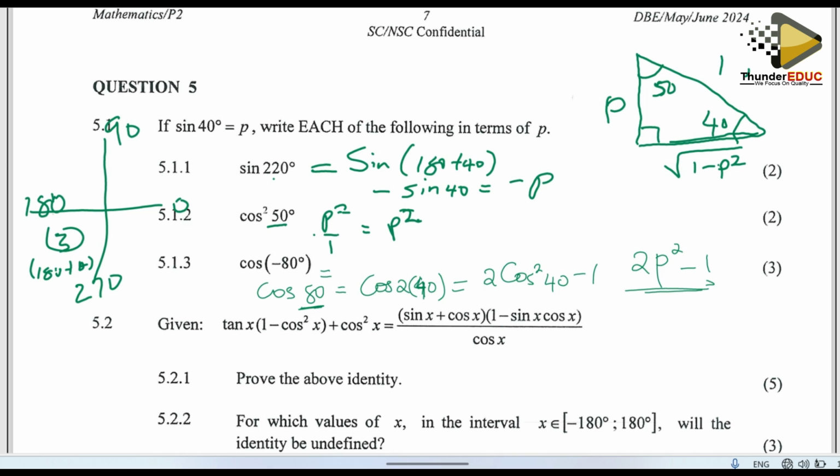Does it make sense though? Remember, it is cos squared minus the sine squared.